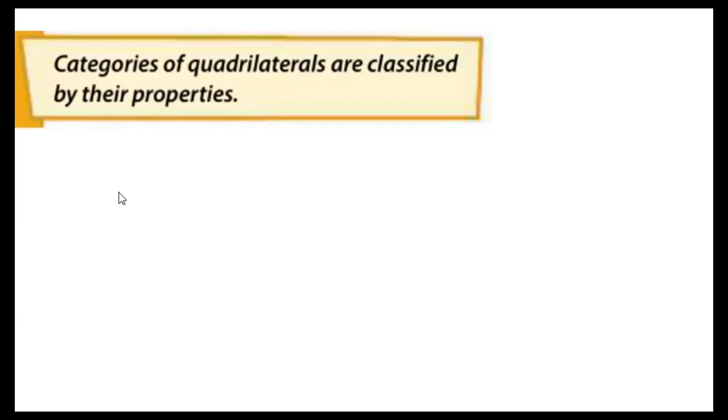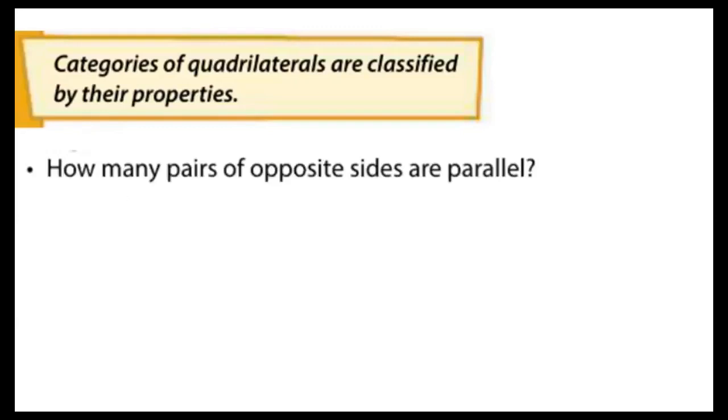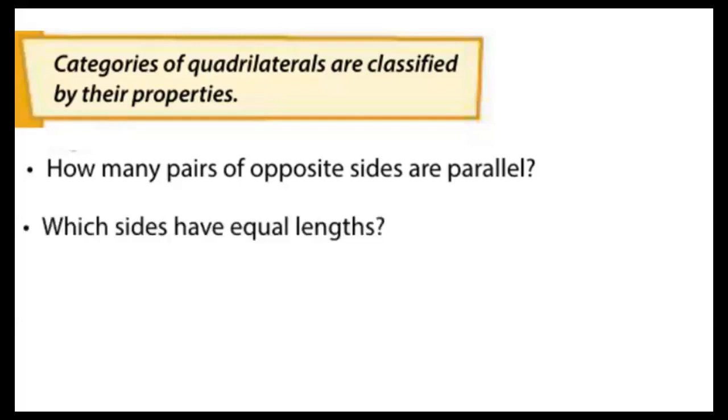So before going into the lesson, I have to ask some questions. The first one: how many pairs of opposite sides are parallel? So when you see a 4-sided shape, you have to ask yourself this question. How many parallel sides do we have? This is from the properties you are going to focus on and handle. The next question: which sides have equal lengths?